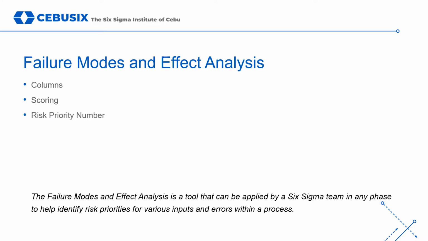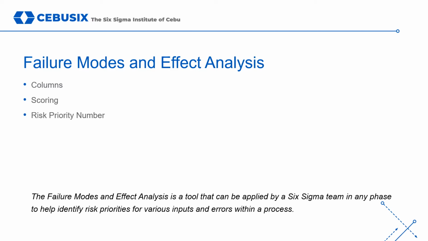The failure modes and effect analysis is a tool that can be applied by a Six Sigma team in any phase from define to analyze. In this section, we will be discussing the creation and scoring of a failure modes and effect analysis. Often, teams begin working with them in the measure phase because it helps them to identify risk priorities for various inputs and errors within a process. If used properly, the failure modes and effect analysis uses systematic data and team input to set the stage for root cause analysis in the next DMAIC phase.